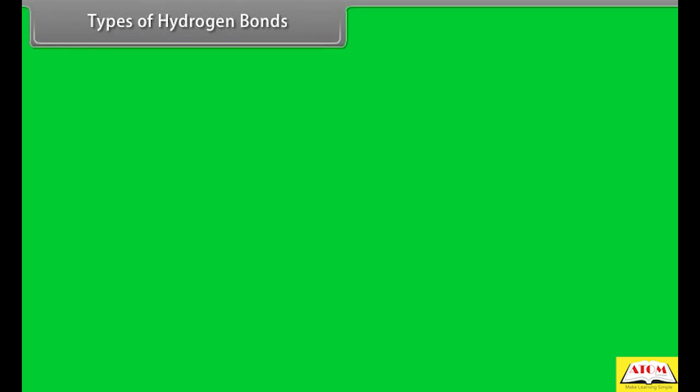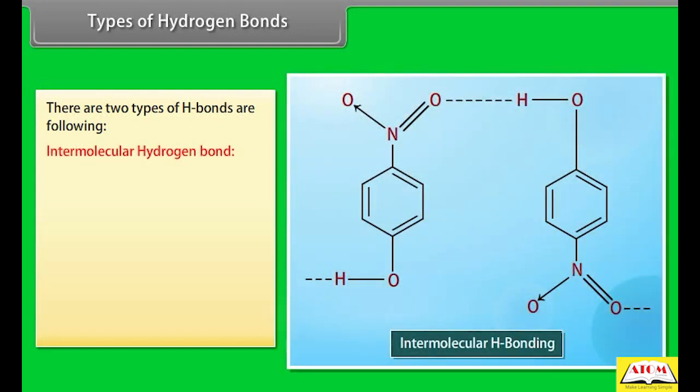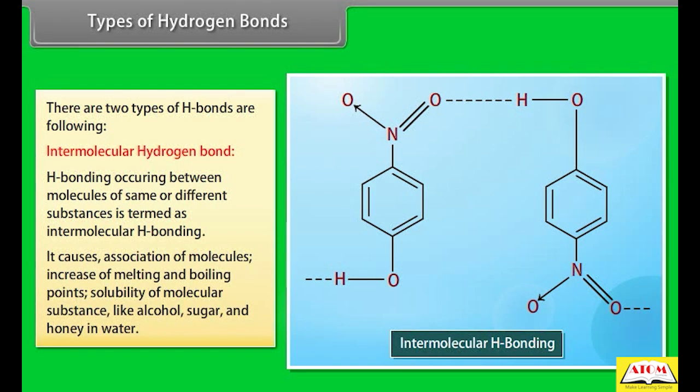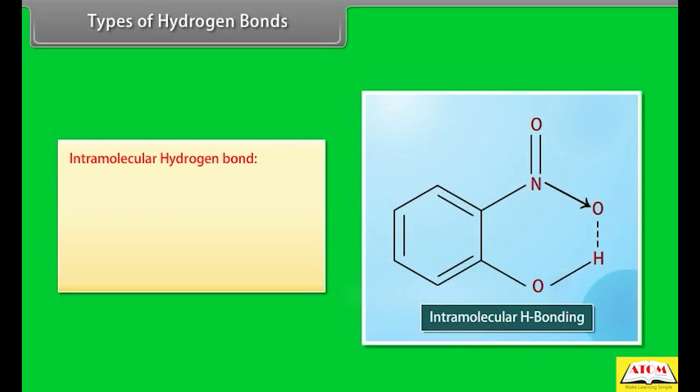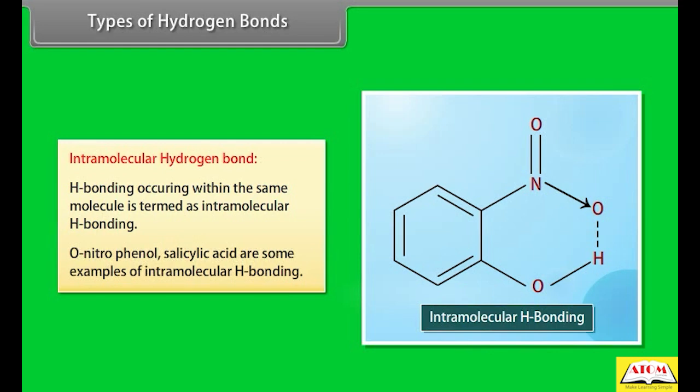Types of hydrogen bonds. There are two types of hydrogen bonds. Intermolecular hydrogen bond. Hydrogen bonding occurring between molecules of the same or different substances is termed intermolecular hydrogen bonding. It causes association of molecules, increase in melting and boiling points, and solubility of molecular substances like alcohol, sugar and honey in water. Intramolecular hydrogen bond. Hydrogen bonding occurring within the same molecule is termed intramolecular hydrogen bonding. O-nitrophenol and salicylic acid are some examples of intramolecular hydrogen bonding.